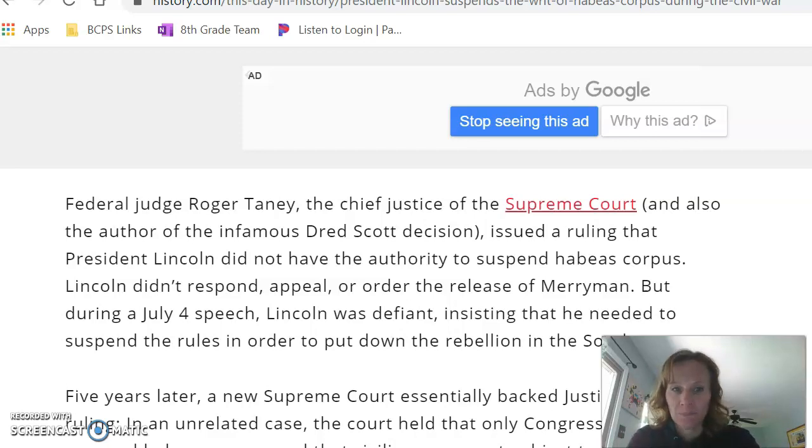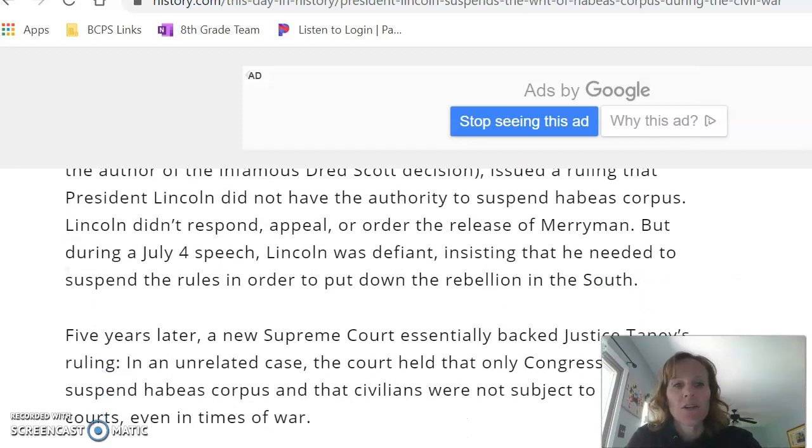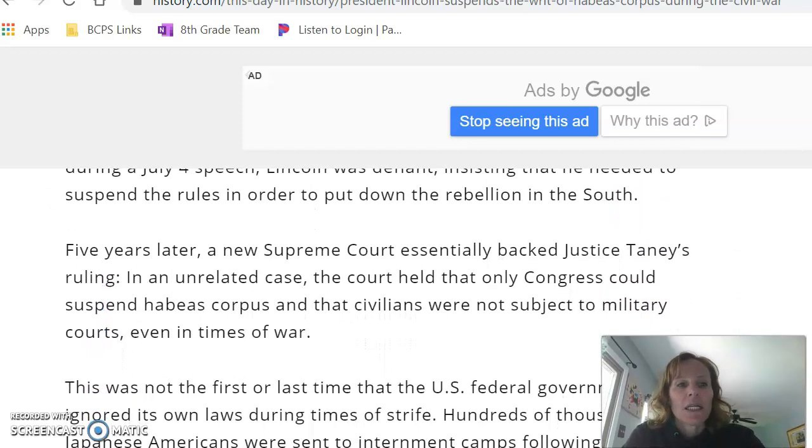But on July 4th, Lincoln did make a speech, and he did say that the reason he was keeping him and the reason he was suspending the writ of habeas corpus was because he needed to bring down the rebellion of the South. So he was trying to stop the Confederate side of the war. So that's how the right of habeas corpus was affected during the Civil War in the case of Merryman.